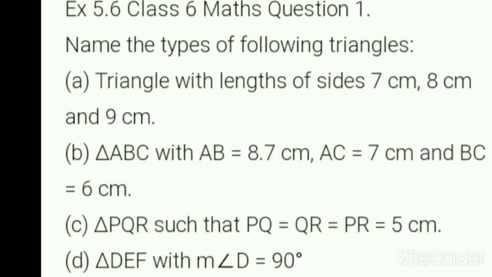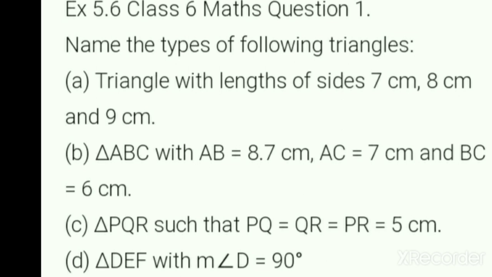Exercise 5.6, question number 1. Name the type of the following triangle. Okay, so we saw the classification of triangles based on their sides and angles, so we have to apply that here. First one, triangle with length of sides 7 centimeter, 8 centimeter and 9 centimeter.